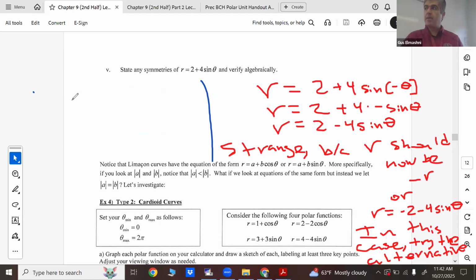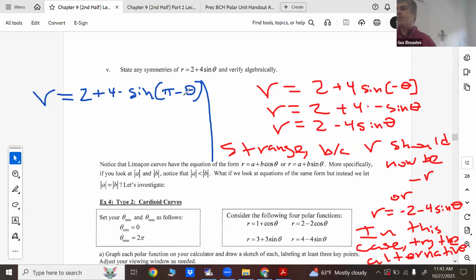What was the question off to the right? Emily had a question? You end up with negative 2 minus 4 sine theta. I didn't get that. But when you plug in the negative and it's the same thing, doesn't it mean it's symmetrical about the polar axis? Right, if it was exactly the same, it would, but I know graphically it's not symmetrical about the polar axis. So that won't work. I was hoping that when I replaced it with negative theta, it would be negative R.